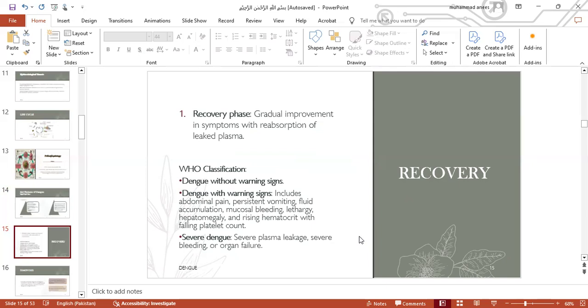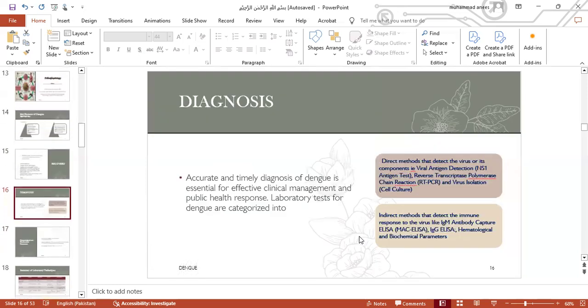It is classified as dengue without warning signs or dengue with warning signs, which include abdominal pain, persistent vomiting, fluid accumulation, mucosal bleeding, lethargy, hepatomegaly, and rising hematocrit with falling platelet count. In severe dengue, severe plasma leakage occurs, and severe bleeding or organ failure can be seen in these patients.